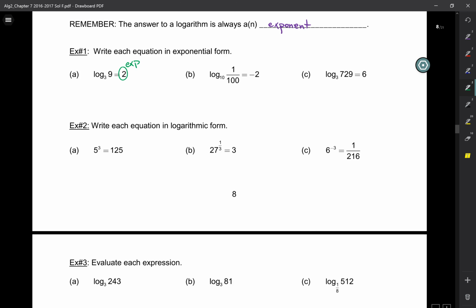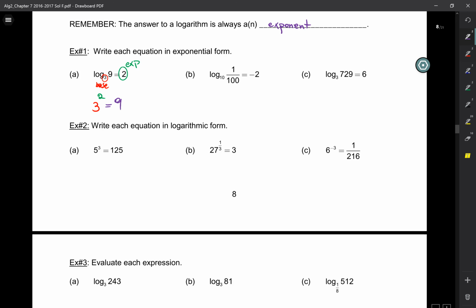Now, every exponent has a base. Where's the base? 3. The 3 is the base. And when you think of it that way, then you know exactly where everything is going to go, right? So the base to the power of the exponent equals what? 9. You see that? All right.